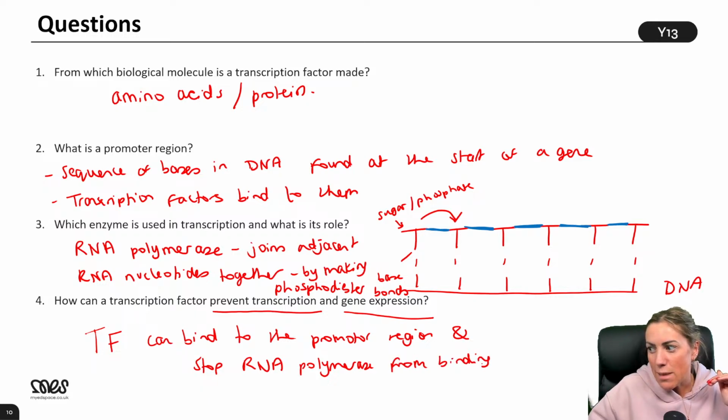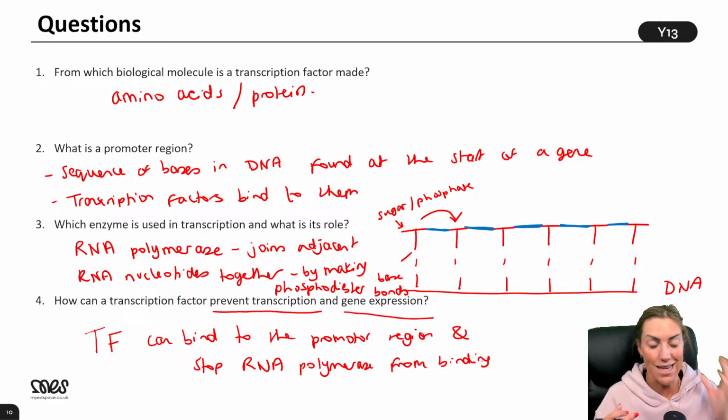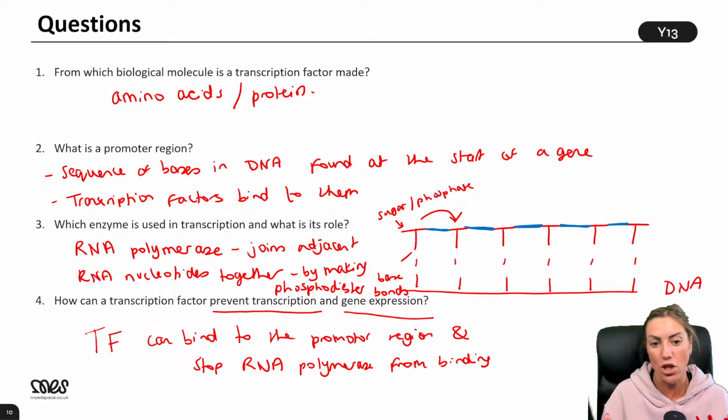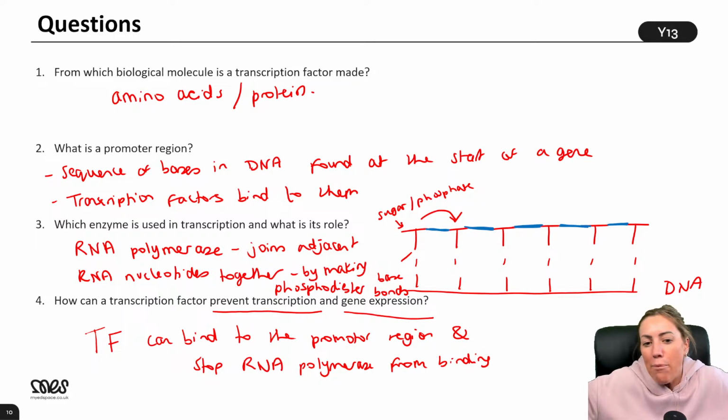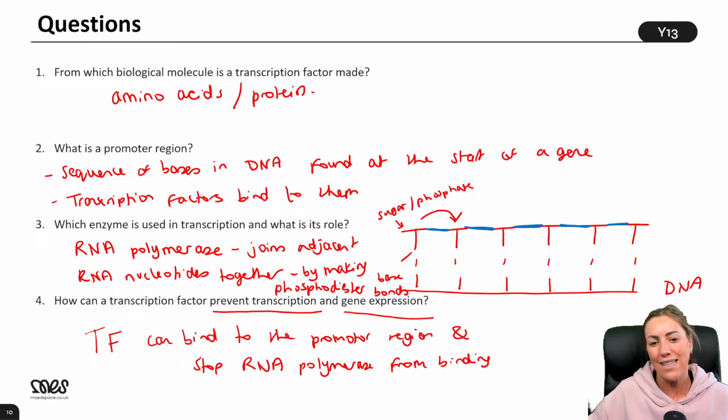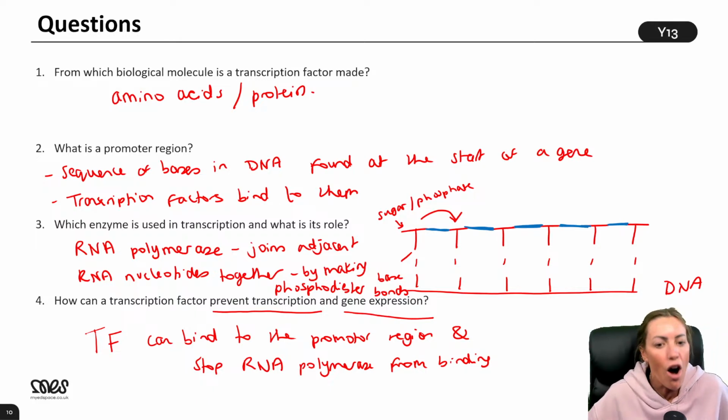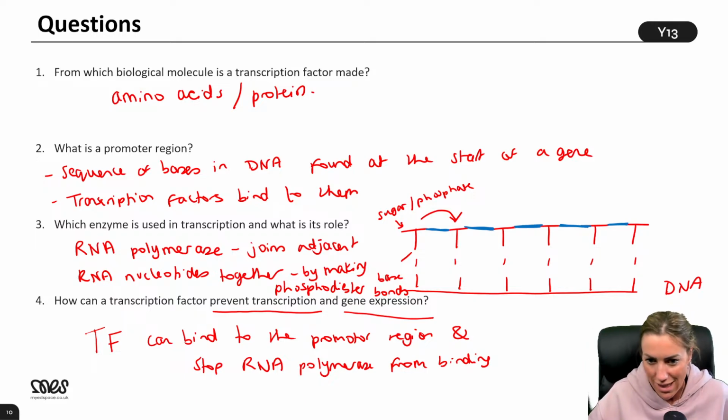Okay. It depends on the shape of the transcription factor. And what some of these transcription factors do is they bind to the promoter region and then loads of other proteins bind and form this big fat protein complex. And then RNA polymerase cannot bind. And guys, if RNA polymerase cannot bind, we're not going to get transcription. Gene expression is switched off. We are not going to make that protein without transcription and translation.